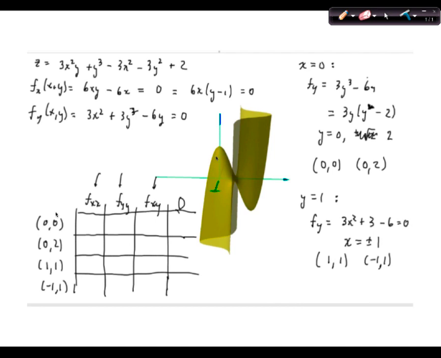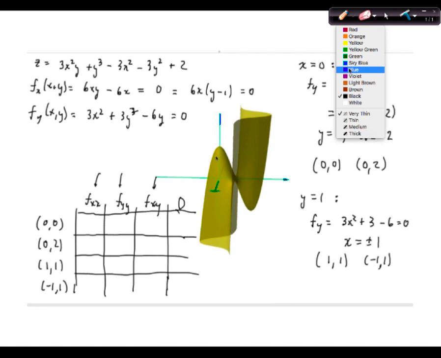And then we set up a table to figure out what the discriminant was for each of the 4 critical points. Remember, the discriminant is this value that tells us what kind of critical point we have, or it helps us determine that. Okay, so quickly here, I'll take over here in blue.